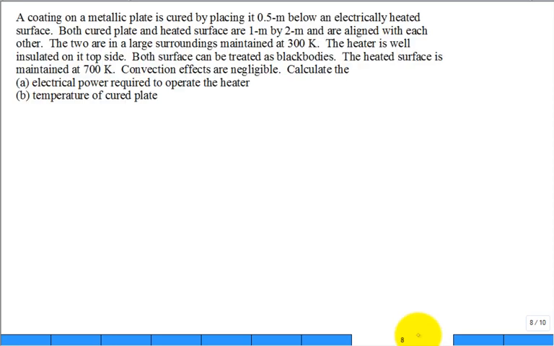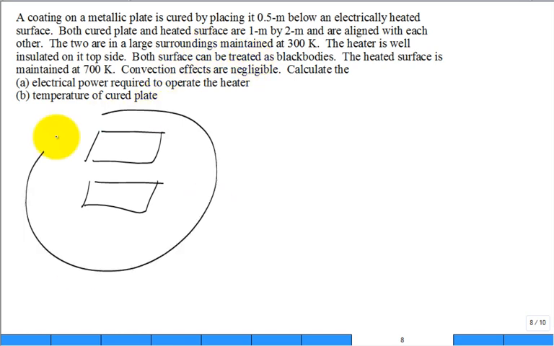Well, let's solve a problem that requires us to analyze a reradiating surface. We have a metal plate with a coating that's been put on it, and it's now needing to be cured, and you place it 0.5 meters below an electrically heated surface. Both the cured plate and the heated surface are the same rectangular dimension of 1 meter by 2 meters, and they're aligned with each other. So you have the plate that maybe is heated, and then below it, aligned, is another plate that is going to be cured. The two are in large surroundings maintained at 300 Kelvin.